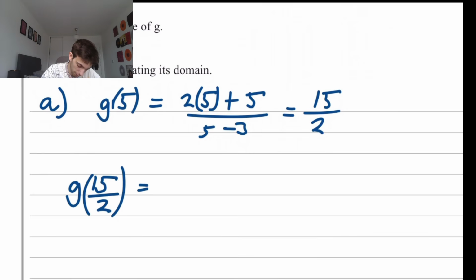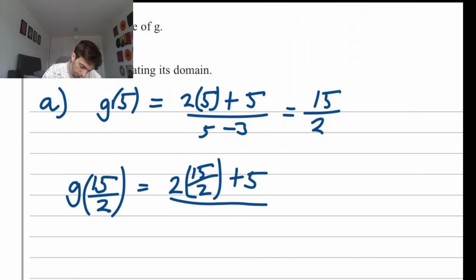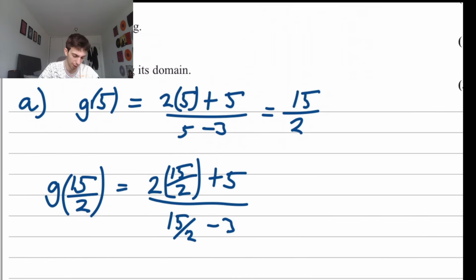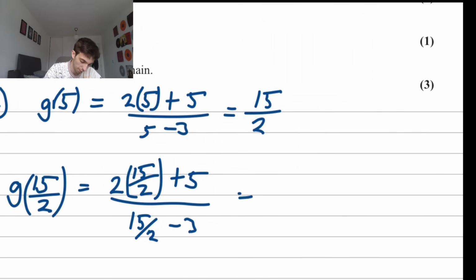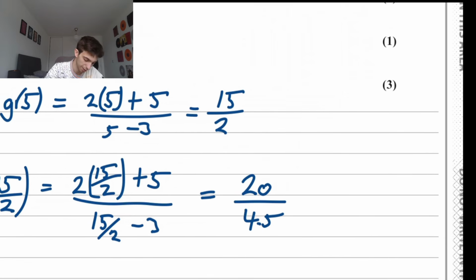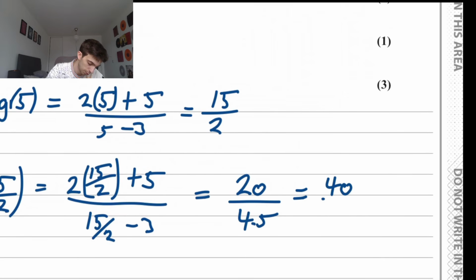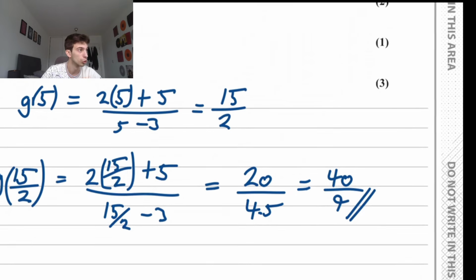Plug it in. So we're going to have 2 times 15 over 2, plus 5, over 15 over 2 take away 3. So what is that? 15 over 2 times 2 is just 15. 15 plus 5, so on the numerator we're going to have 20. Looking at the denominator, we have 15 over 2, which is 7.5, take away 3. That's going to be 20 over 4.5. Just to get rid of that 4.5 on the denominator, let's multiply the top and bottom by 2. So we have 40 over 9. That is your answer to part A.